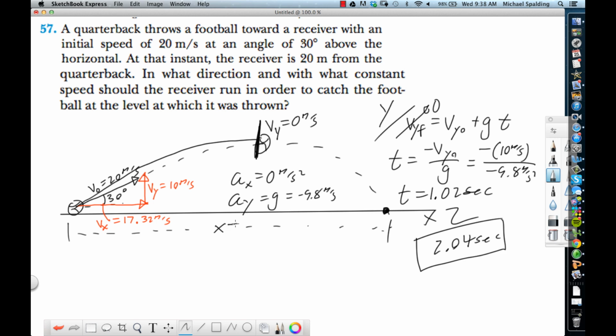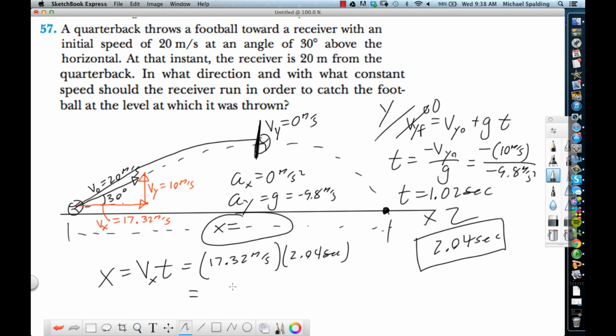Now we can get this x. How can we get this x right here? Well, what's the only x equation? Vxt. Our x velocity is 17.32. Time in the air is 2.04, like that. And then we get 35.3. What is that? I can't read my writing. Who got this? Is it 35.3? 35.3 meters. Okay, now we can answer the question about which way the dude needs to run.